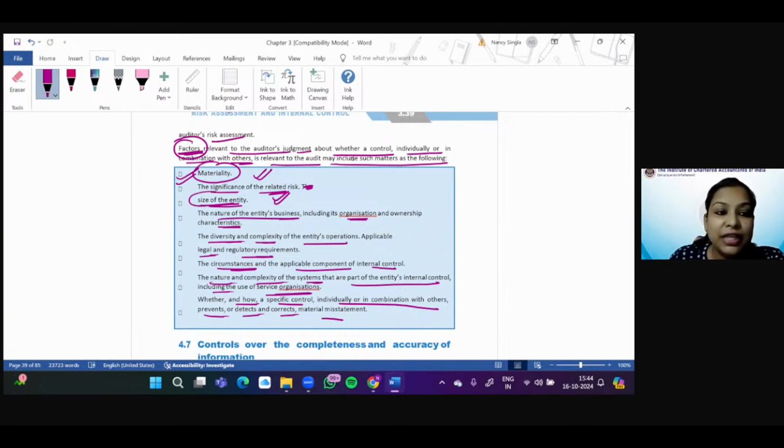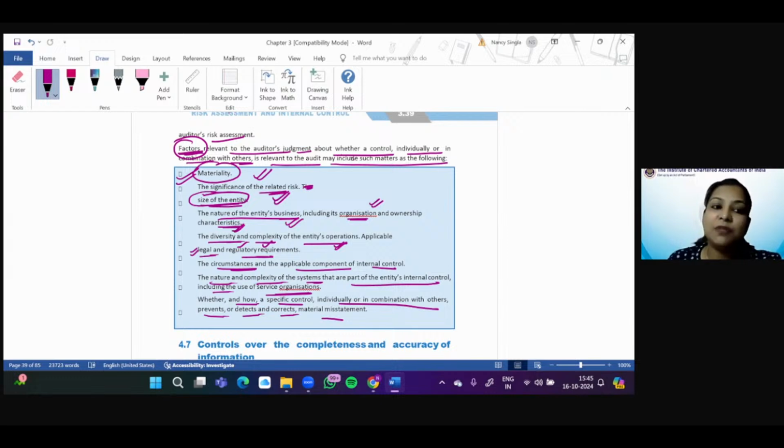The size of the entity. See, if it is a very small entity, the auditor may then decide not to rely on the internal control, right? And if it is a very big entity with a volume of transactions, then this again becomes a factor for the auditor to decide whether a particular control is relevant or not. Clear?